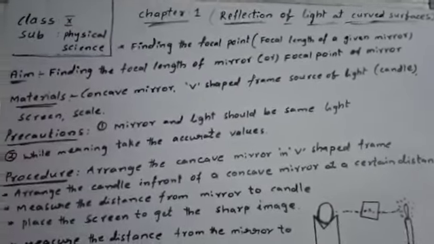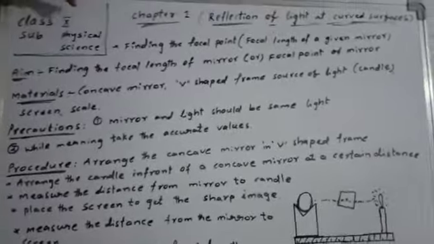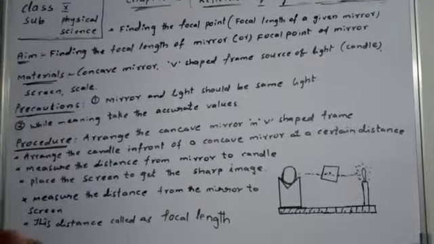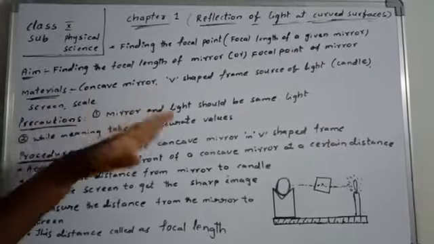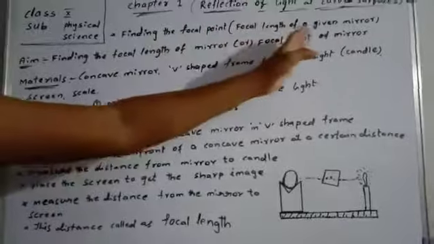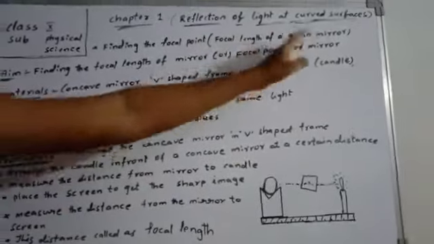So I'm going to explain 10th class physics chapter 1: finding the focal point. You know focal point and focal length, already explained in the previous video. Focal length of a given mirror. What is that?